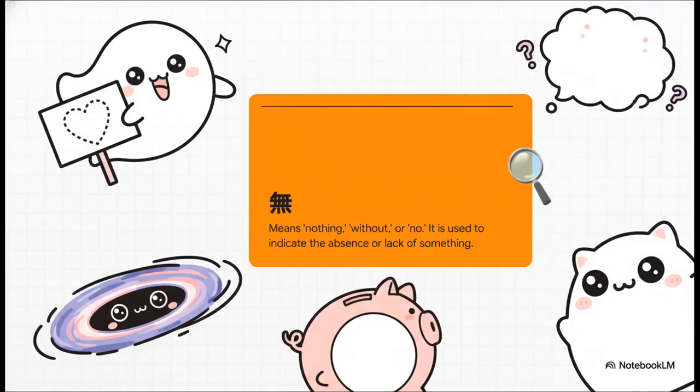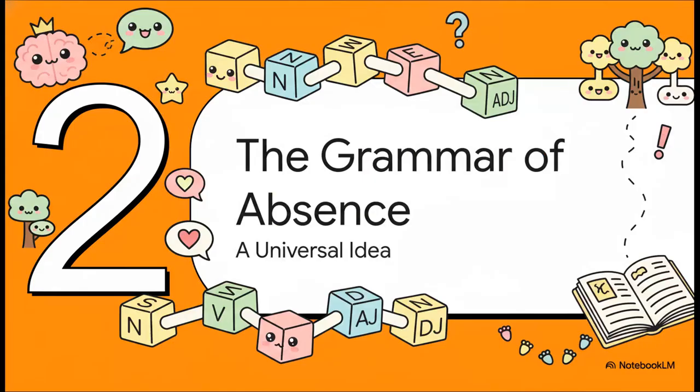Okay, so this character is pronounced wu in Mandarin and mu in Japanese. And fundamentally, it's all about absence. Its main jobs are to mean nothing, without, or just a plain old no. It's the go-to symbol for when something just isn't there. This is our foundation, so let's lock that in. But here's the thing. It's not just some abstract idea for philosophers to think about. Nope. It's also a super hard-working piece of grammar, a real building block of language.